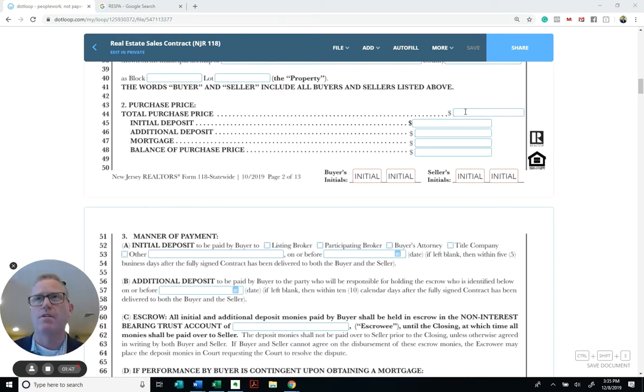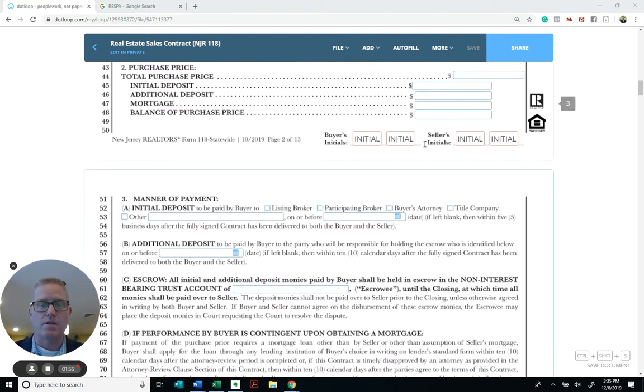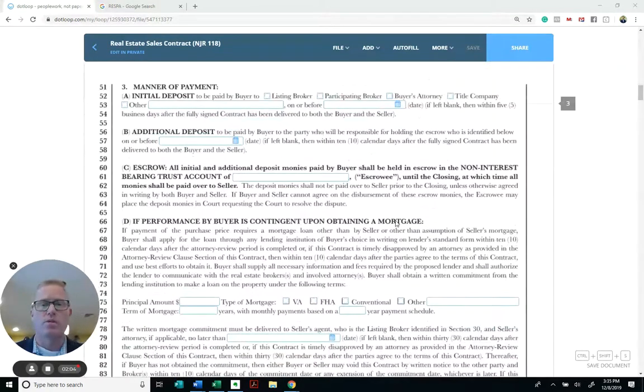Initial deposits have gone by the wayside in recent years, but they still do have applicability. Most offers do not include an initial deposit. They just include an additional deposit. So that occurs after you're out of attorney review within the days that are defined in this agreement. It also defines where you hold the initial deposit, whether it's with your attorney or their attorney, and what date that initial deposit is due by.